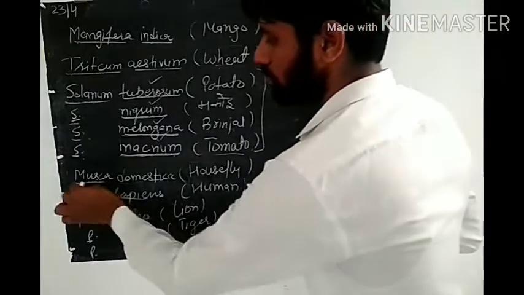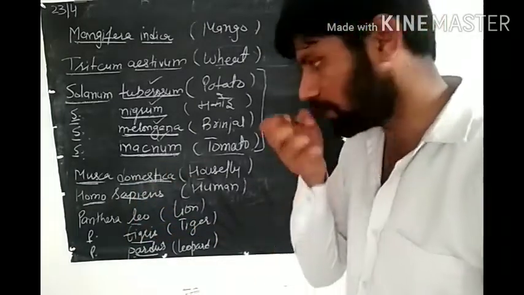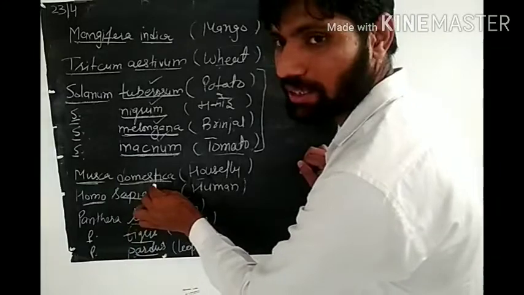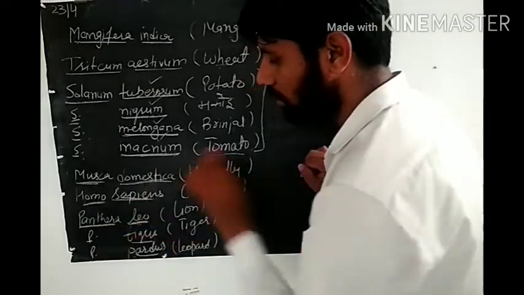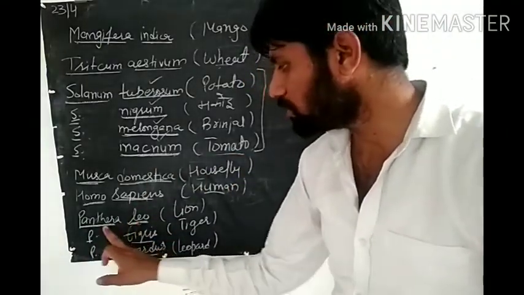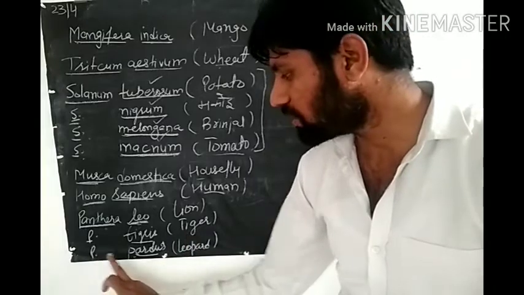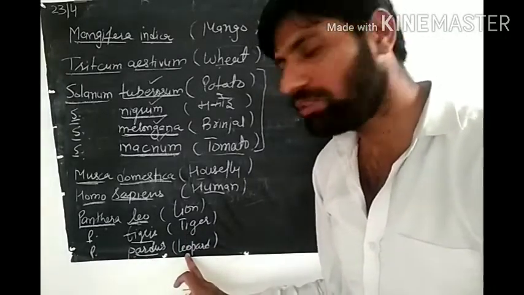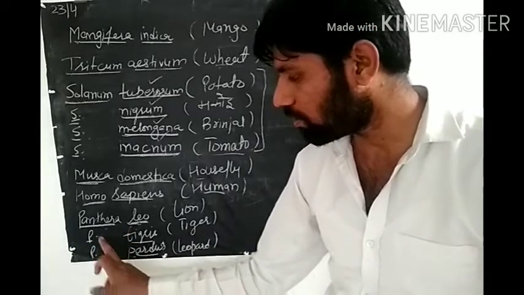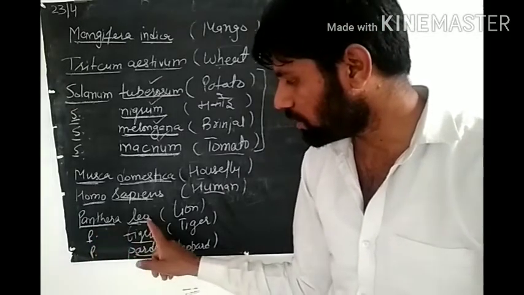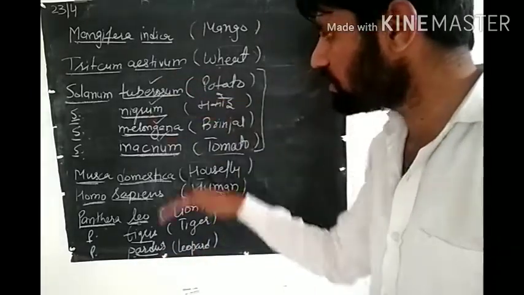Okay. Then next is Musca domestica, the house fly. This word domestica comes from domestic, meaning household, so house fly. So Musca domestica. Then Homo sapiens, everyone knows it is the human being. Then here is Panthera leo. Panthera is the genus, leo is the species. Panthera leo is for lion, Panthera tigris is for tiger, and Panthera pardus is for leopard. So here there are 3 species of one genus. The genus is Panthera, and here Leo, Tigris and Pardus: lion, tiger and leopard. So these are the different names.